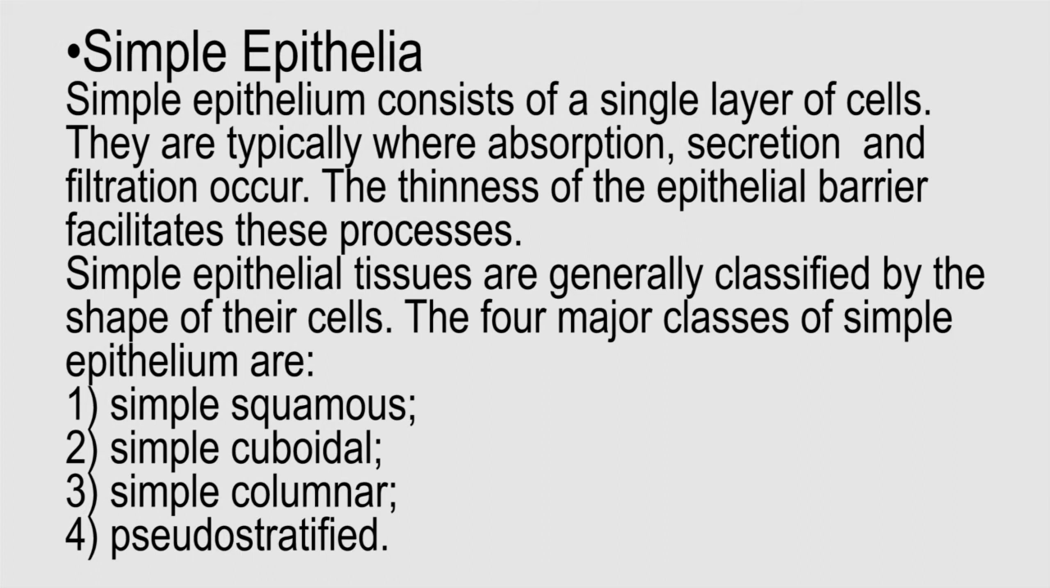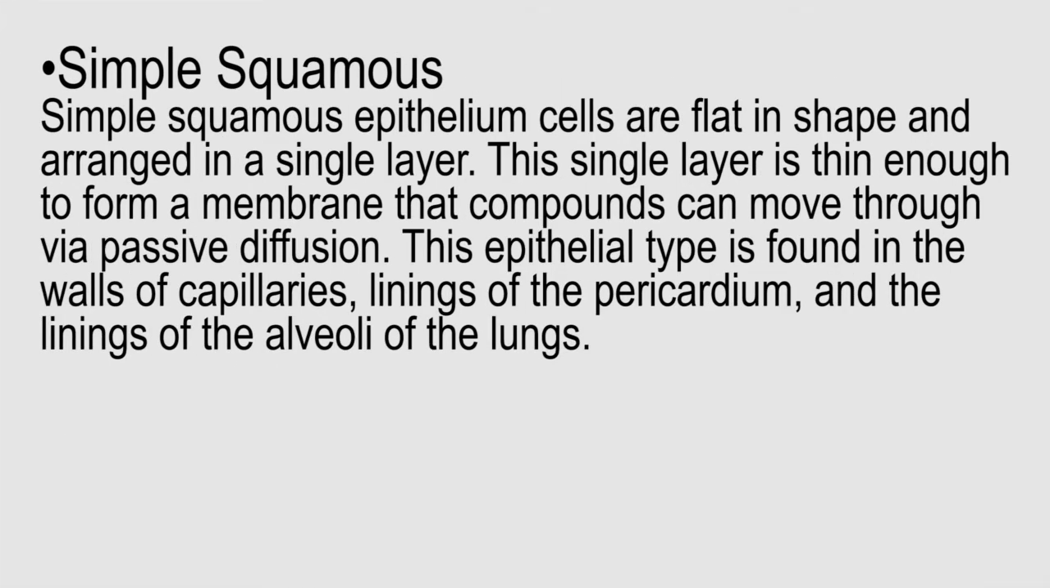Simple epithelia. Simple epithelium consists of a single layer of cells. They are typically where absorption, secretion, and filtration occur. The thinness of the epithelial barrier facilitates these processes. Simple epithelial tissues are generally classified by the shape of their cells. The four major classes of simple epithelium are: 1. Simple squamous. 2. Simple cuboidal. 3. Simple columnar. 4. Pseudostratified.